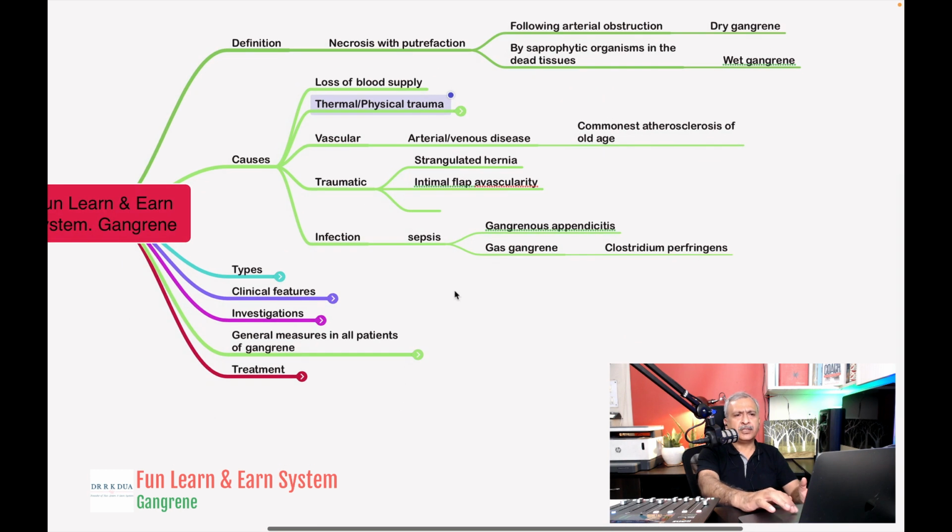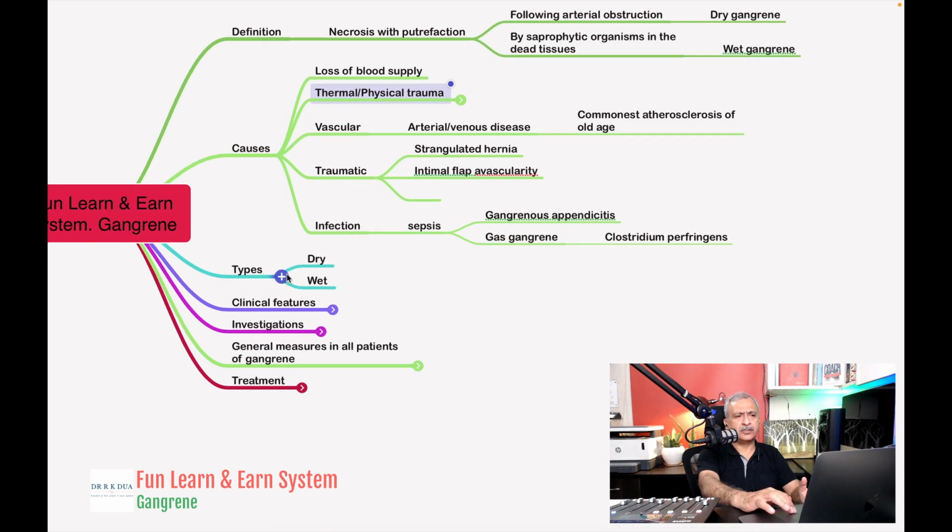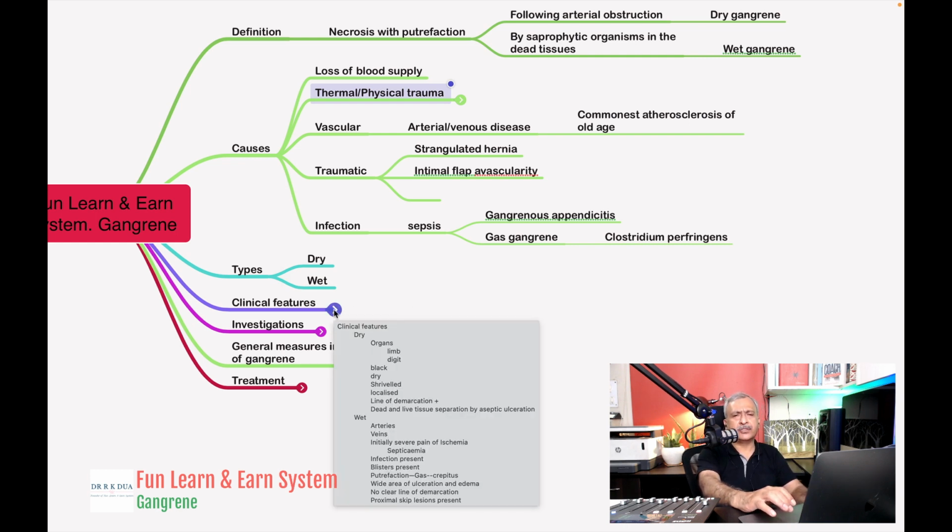So what are the various types? We have already discussed dry type and the wet type of the gangrene. Prognosis of dry gangrene is always better than the wet gangrene, and we should do all the measures to convert the wet gangrene into the dry gangrene. So what are the clinical features?